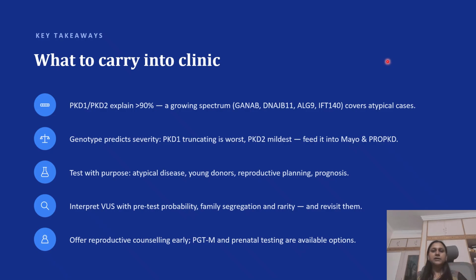To summarize, the 5 things to carry into clinic: 1. PKD1 and PKD2 explain the large majority, but keep the spectrum genes in mind for atypical cases. 2. Genotype predicts severity. PKD1 truncating is the worst, PKD2 the mildest, and this feeds the Mayo and PROPKD scores. Third, test with a clear purpose rather than reflexively. 4. Interpret a VUS using pretest probability, family segregation, and rarity, and revisit it over time. 5. Raise reproductive options much earlier in the disease duration.